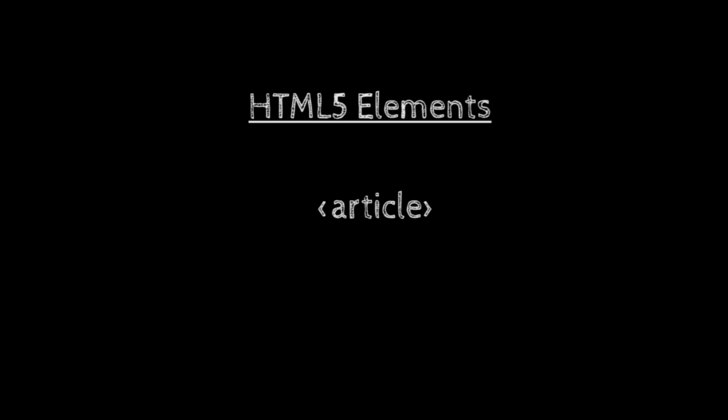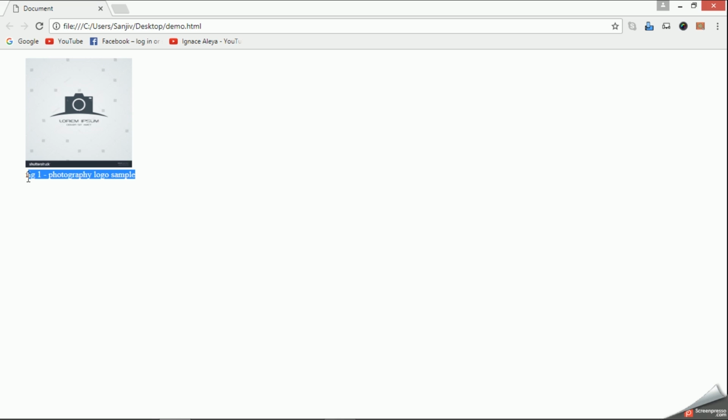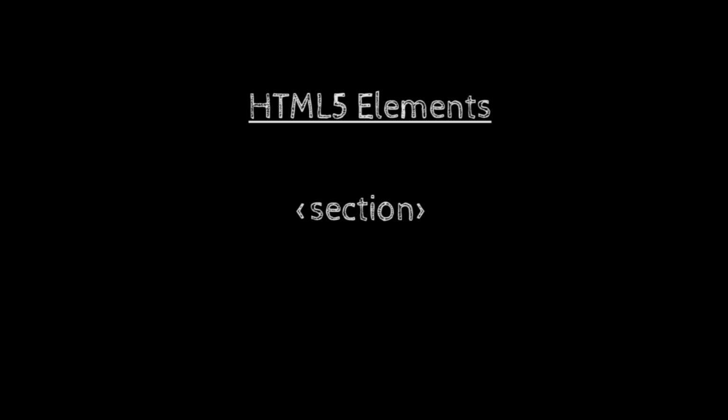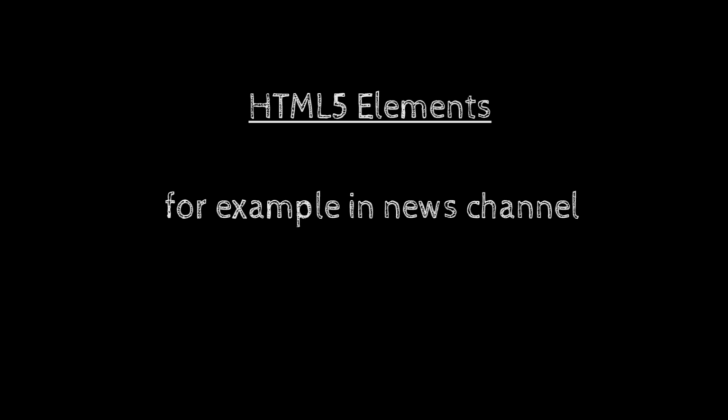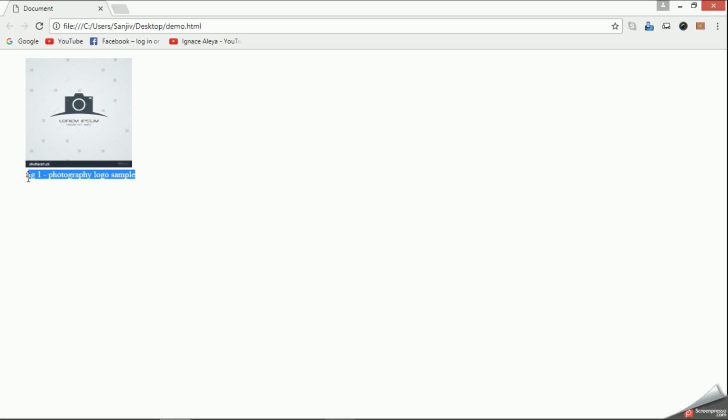Okay, so the next one, article. Article elements specify independent, self-contained content. We can use this element for a forum post, blog post, or newspaper article. Section defines a section in a document. You can use section and article or vice versa. For example, in a news channel there is more than one section available, such as sports, lifestyle, crime, etc. So by using the section element we can separate them all by their name and purpose.